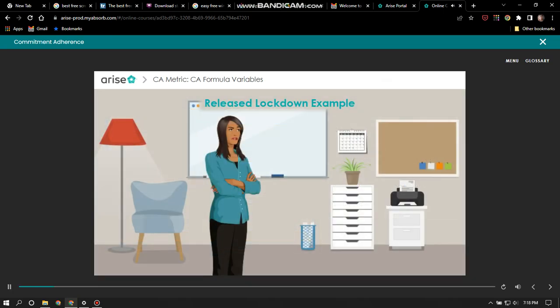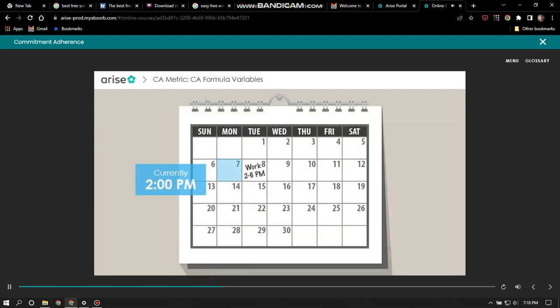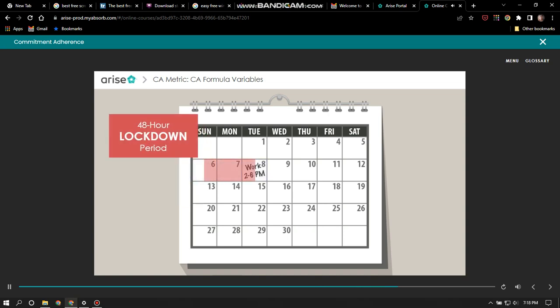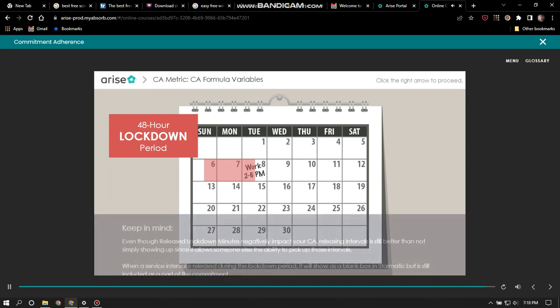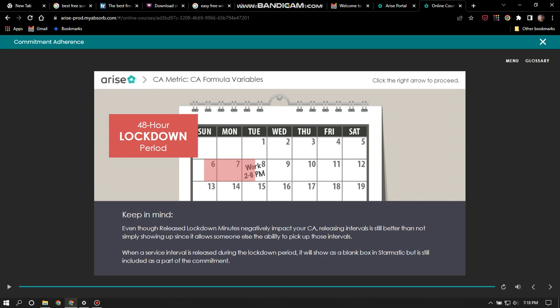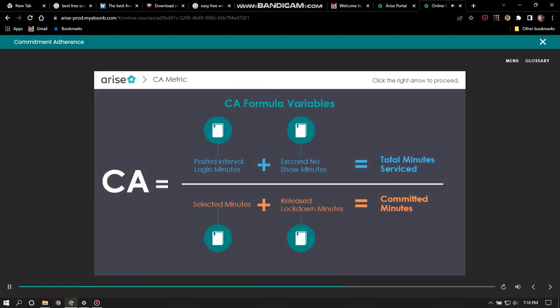Before we go back to the commitment adherence formula, let's take a moment to look at an example of what it means to release intervals in the lockdown period. It's Monday at 2 p.m. You need to release hours that you selected for Tuesday, tomorrow, from 2 to 6 p.m. Because it's only 24 to 48 hours before the intervals you need to release, it falls in the lockdown period. Click the forward arrow to continue.